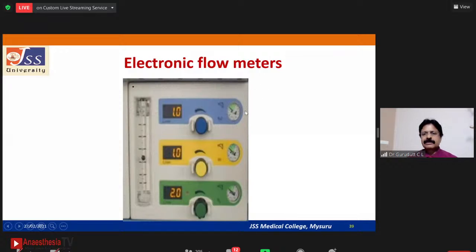This is the Fabius, one of the Draeger machines. Here you can see the flow control knobs and the digital display of the individual gas flows. A single flow meter is there, and it shows the total flows. You can see here oxygen 2 liters, air 1 liter and nitrous oxide 1 liter. Total flow will be 4 liters. So there will be a digital display of the flows in some of the workstations.